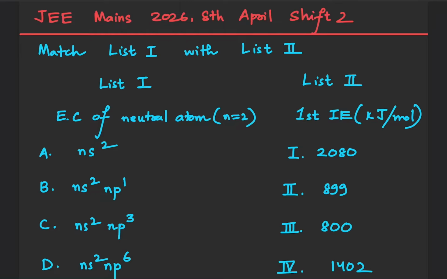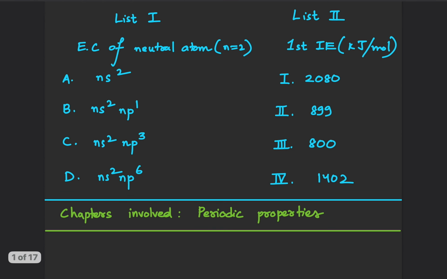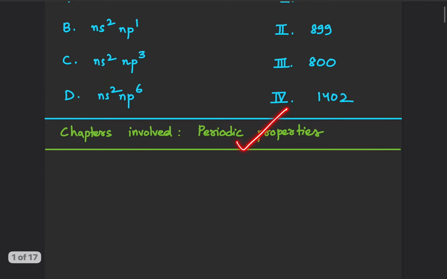Hello everyone. So this is a question from JEE Mains 2026 8th April Shift 2. We have match list 1 with list 2. List 1 is the electronic configuration of a neutral atom where the principal quantum number is equal to 2, and list 2 is the first ionization energy in kilojoules per mole. So we have to talk about ionization energy or enthalpy. The chapter involved is periodic properties.